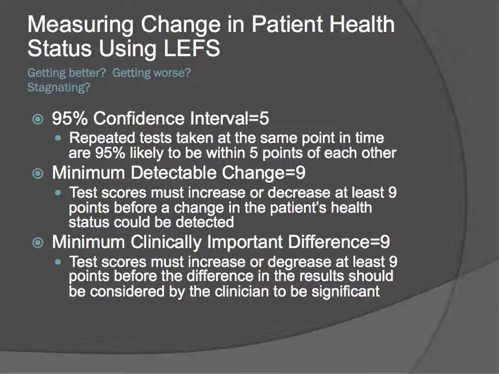The minimum detectable change is 9 points. This means that the athlete's score must increase or decrease at least 9 points before a change in the patient's health status could be detected. The minimum clinically important difference is also 9 points. This means that test scores must increase or decrease at least 9 points before the difference in the results should be considered by the clinician as significant.